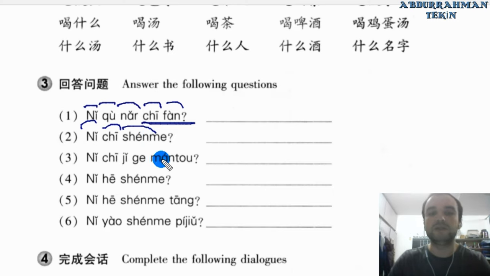And 你吃几个馒头? How many? 几个 is a measure word for 馒头. 馒头, we know this. It's a kind of bread, something like that. How many 馒头 do you eat? So I can say 我吃五个馒头. I'm very hungry. 我吃五个馒头. I will eat 5 馒头.